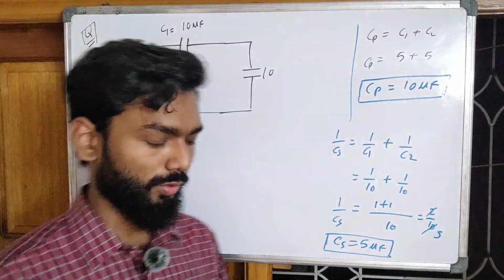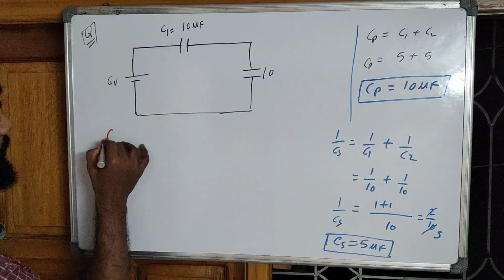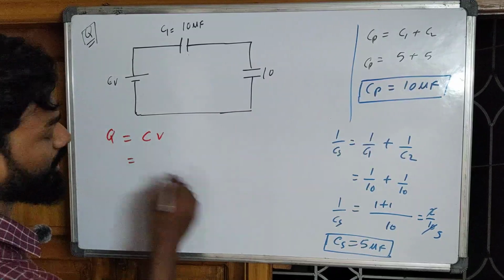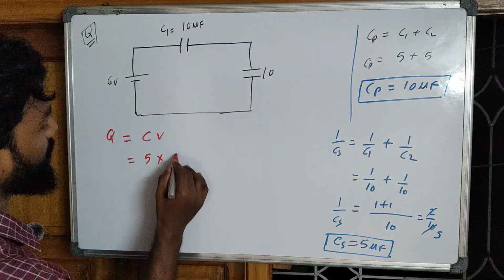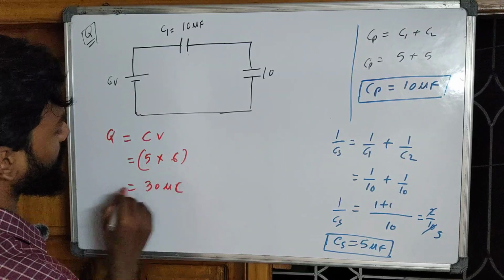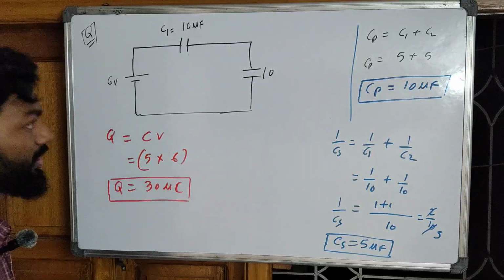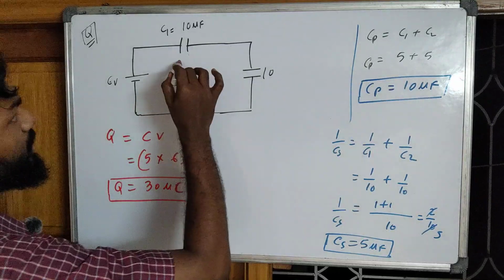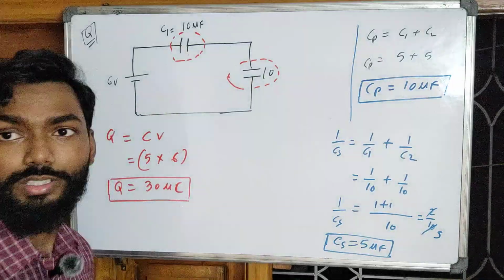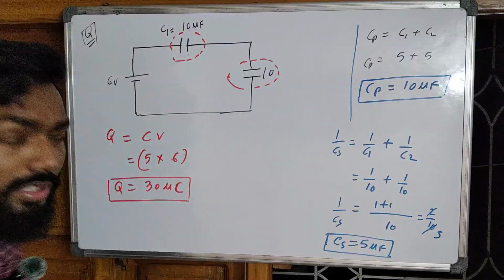All right. So what is the charge right now? The formula for charge is Q equals to CV. What is the capacitance? C is 5. The voltage is 6 volt. So 30 microcoulomb is the charge, and you can conclude the charge across this and charge across this will be the same, since they are in series combination. In series combination the charge remains the same.